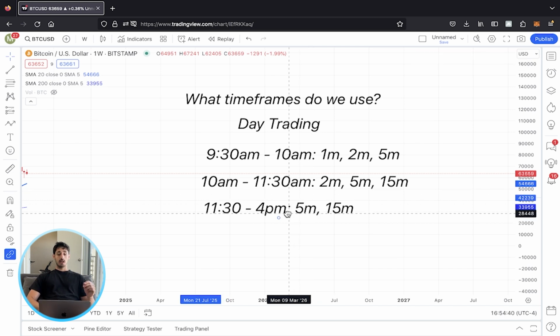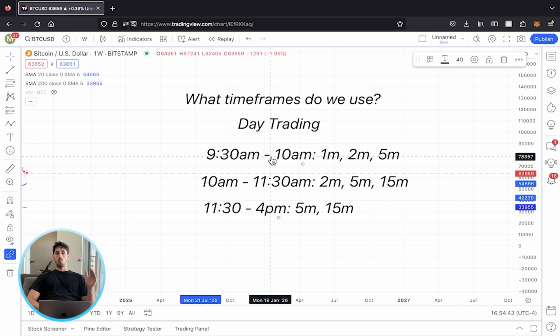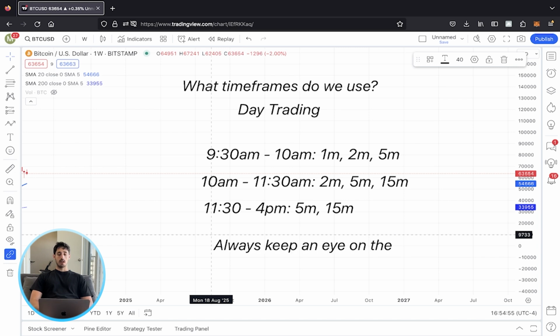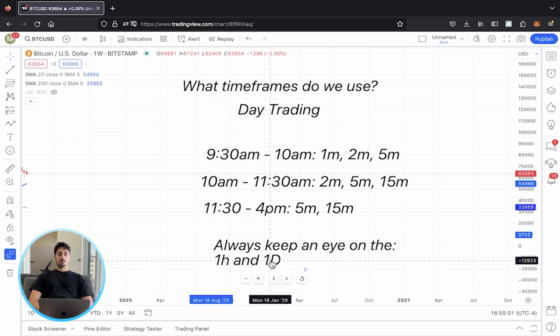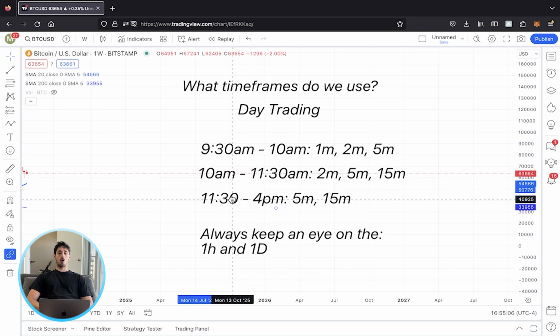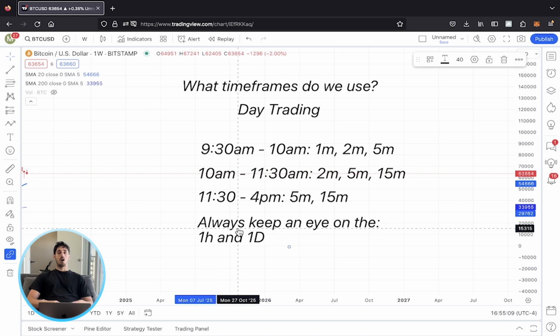Now, during all of this, it doesn't matter what time of day you are day trading, you should always keep an eye on the higher time frames. So in this case, always keep an eye on the 1 hour chart and daily chart. Okay? So these are the time frames you're going to be using for day trading. However, you're always going to keep an eye on the larger time frames, and I recommend doing that for any type of trading you're doing. Always look at the higher time frames as well.